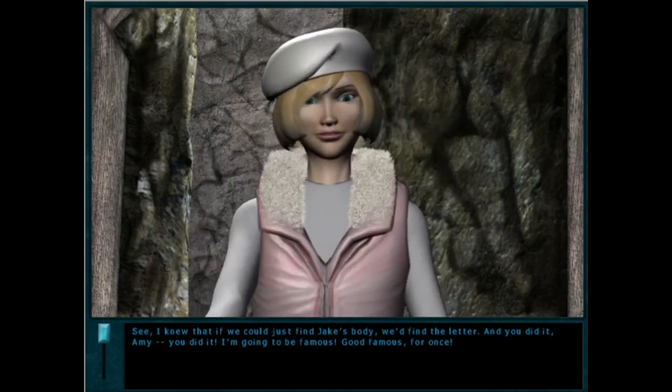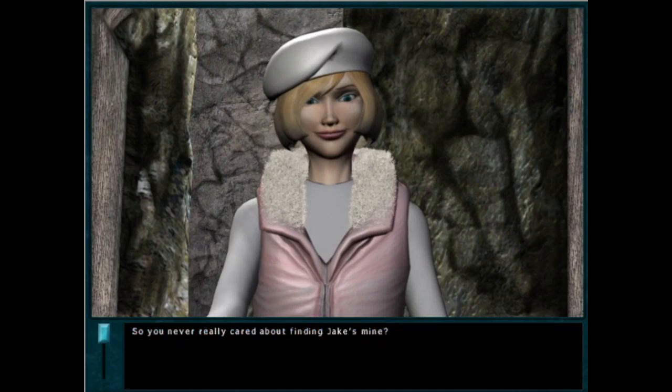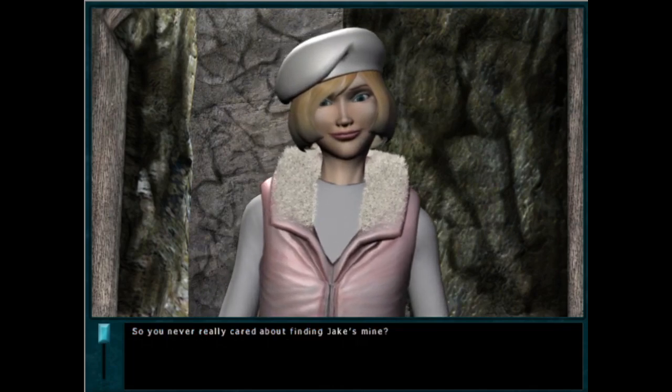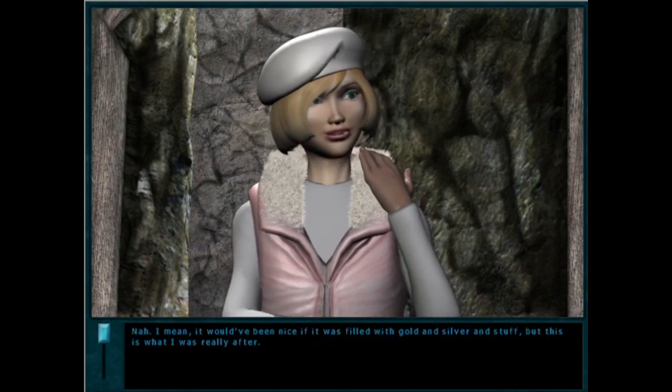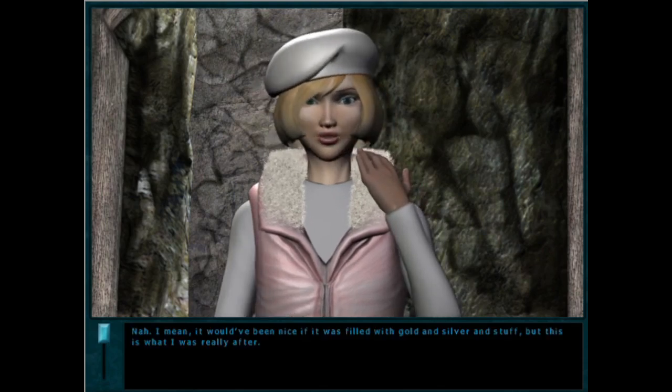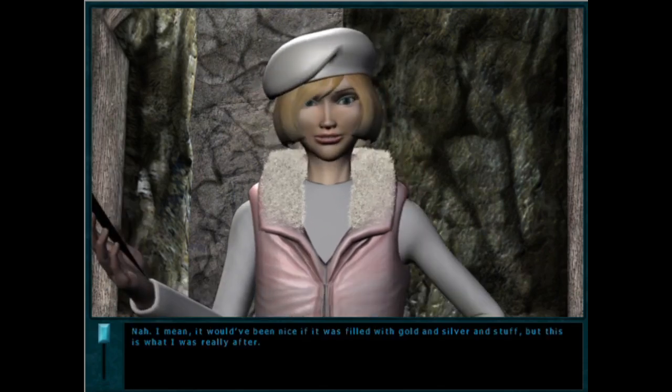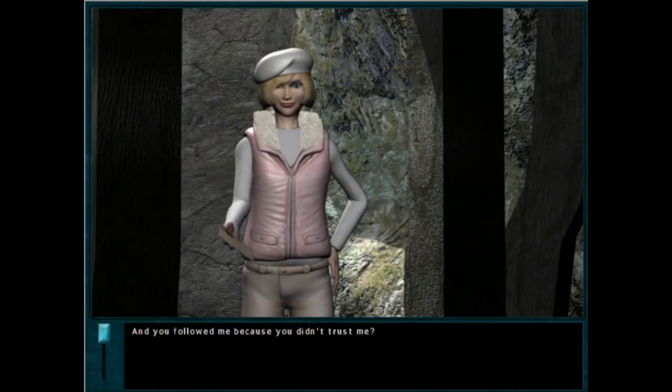Whoops! Laurie decides that she wants all the credit for finding the treasure, but she isn't certain that Nancy will let her, so she decides to trap Nancy in Jake's mine, apparently for all eternity. Not cool, Laurie.